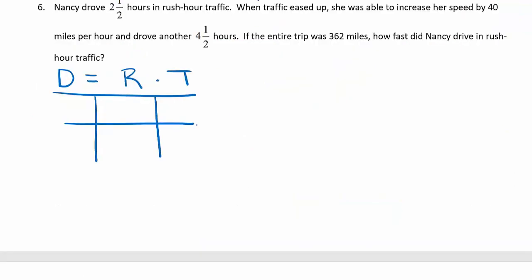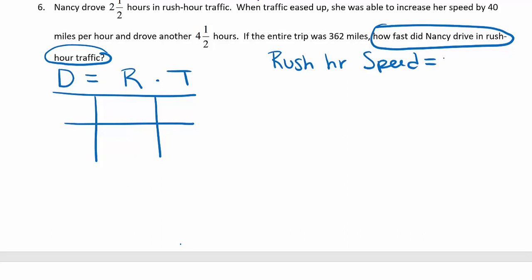Let's do one more example of a motion problem. This problem says Nancy drove 2.5 hours in rush hour traffic. When traffic eased up, she was able to increase her speed by 40 miles per hour and drove another 4.5 hours. If the entire trip was 362 miles, how fast did Nancy drive? So this time I'm actually solving for a speed. Oh, and I didn't finish reading that. How fast did she drive in rush hour traffic? So my unknown is actually her speed. That's what I'm going to call my x.